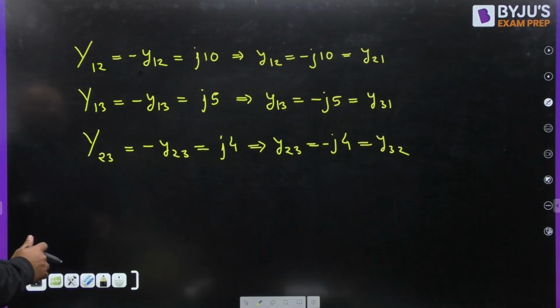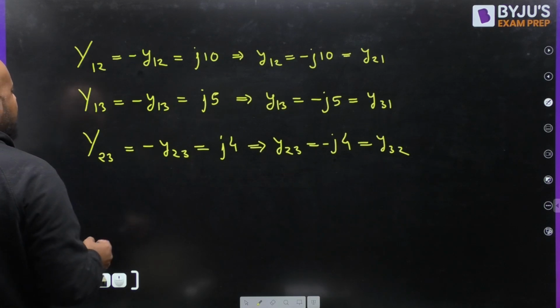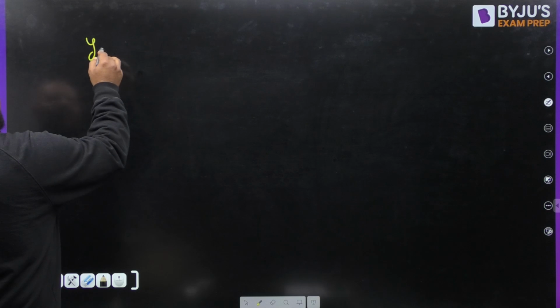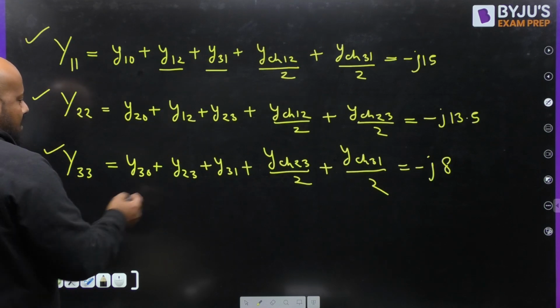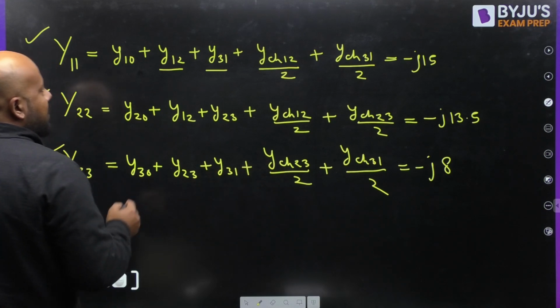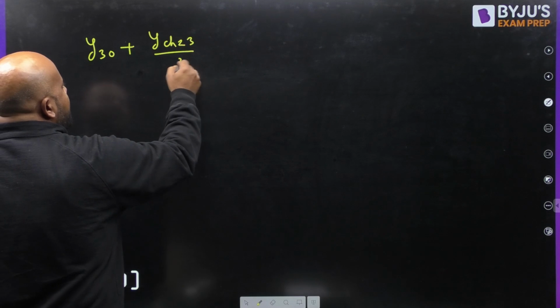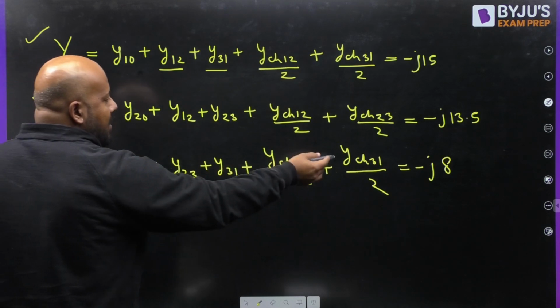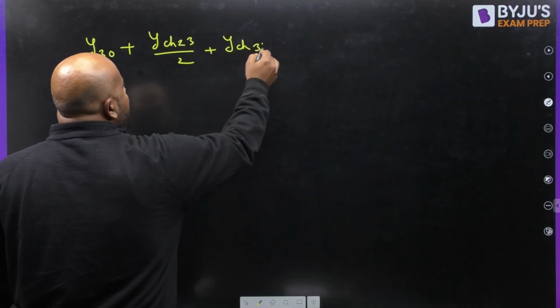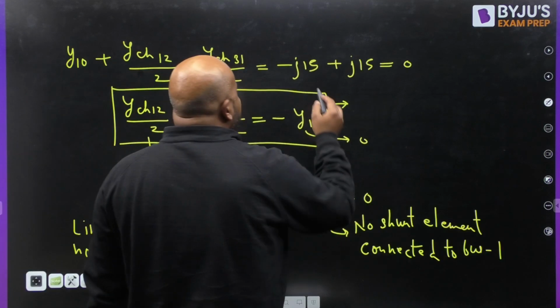Similarly, you can write for the third equation, y33. So it is going to be y30 plus y charging 23 by 2 plus y charging 31 by 2 is equal to, this is minus j8.